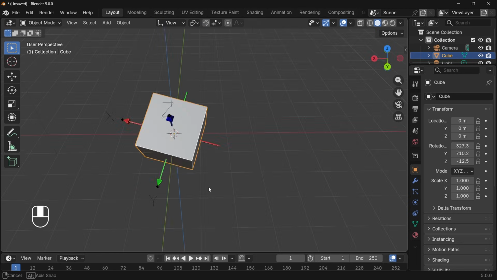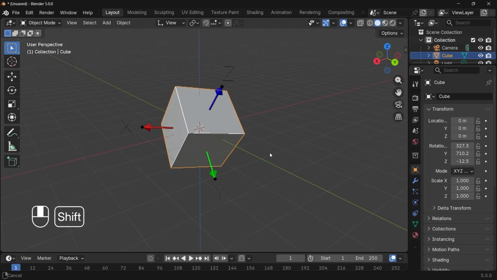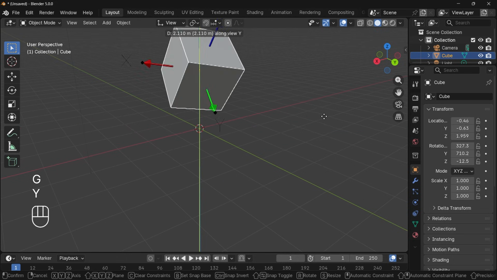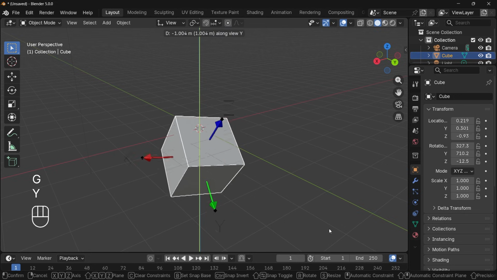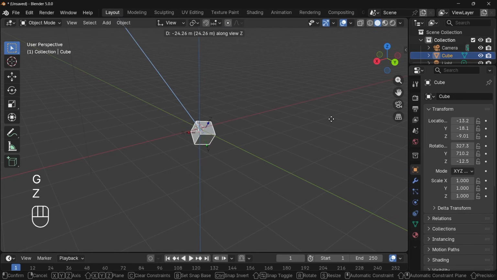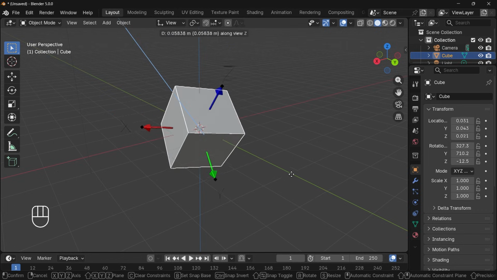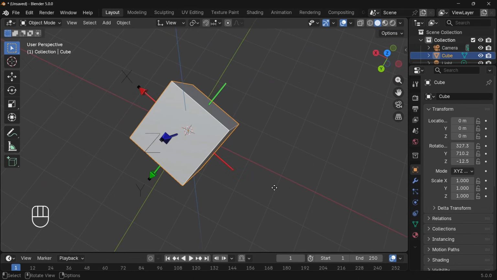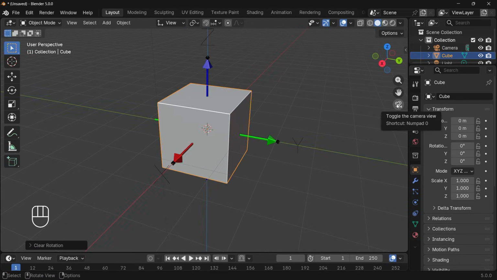So no matter how your screen is, if I was to just come about over here, see GX moves it exactly horizontally across my screen. GY moves it exactly vertical across my screen, and GZ moves it towards or away from my screen. So that is what the view transform orientation does. But remember, this is view dependent, and the way you could visualize this could be through the camera.